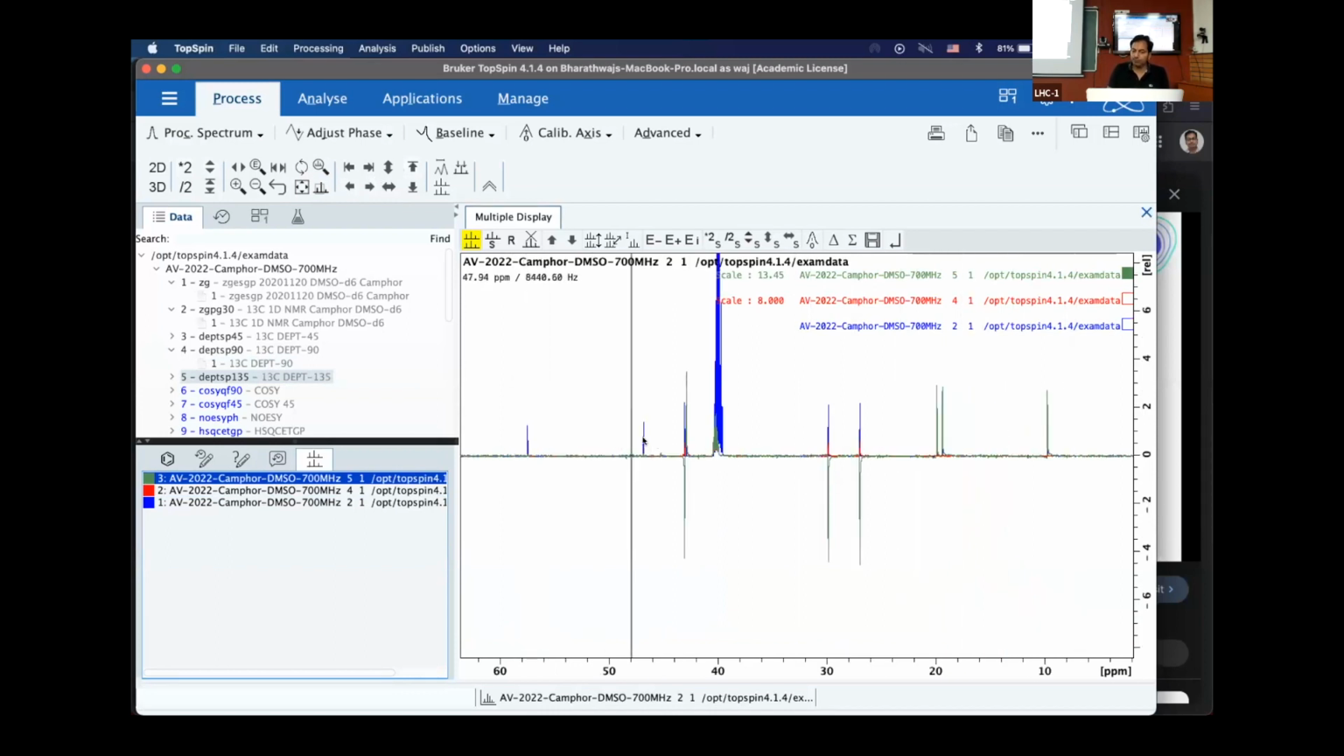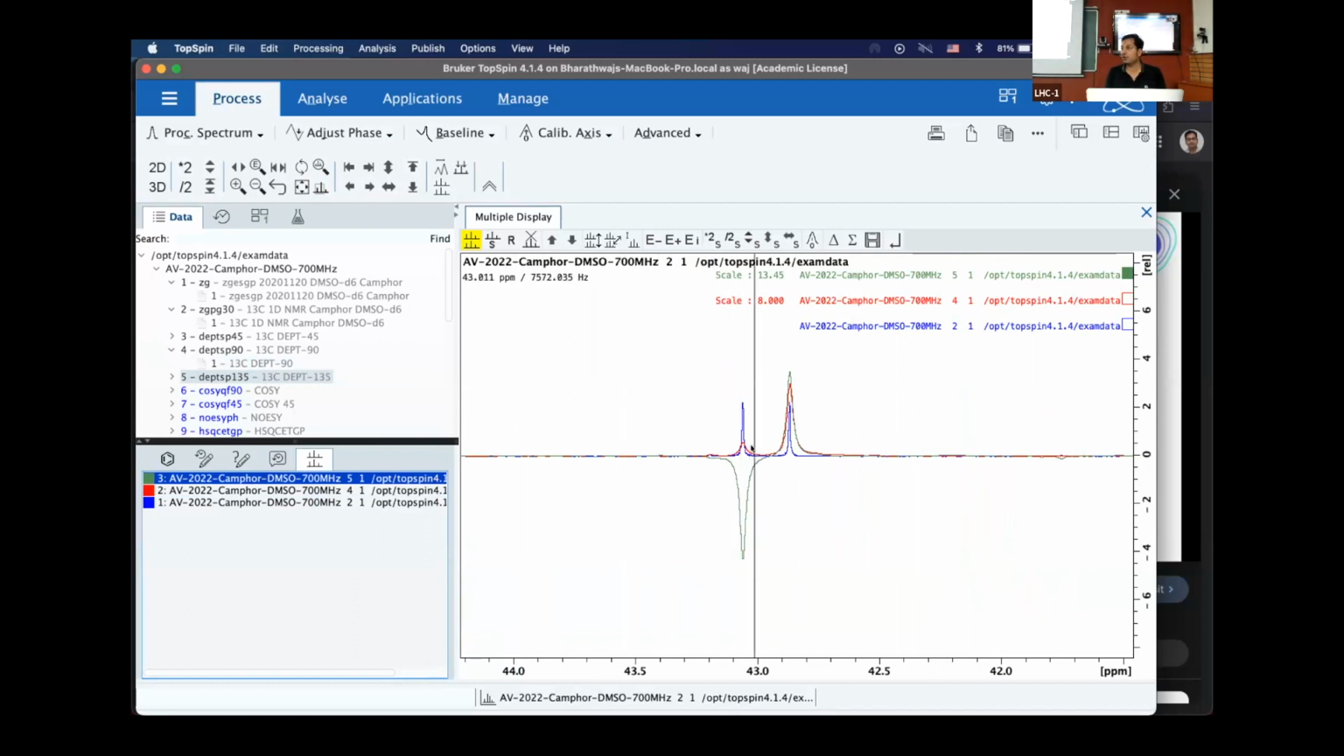So you see that the blue does not show red or green. The red or green are the DEPT experiments. So therefore, these 2 carbons should be quaternary carbons, right? On the other hand, there are 2 closely resolved protons where the red one came up here, which we did say is the CH. So if you run the DEPT 135, it will come positive.